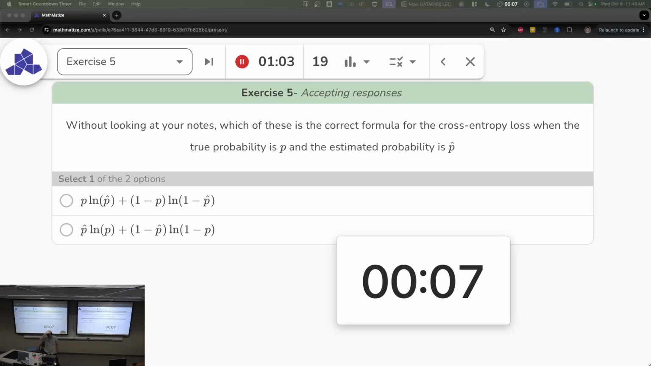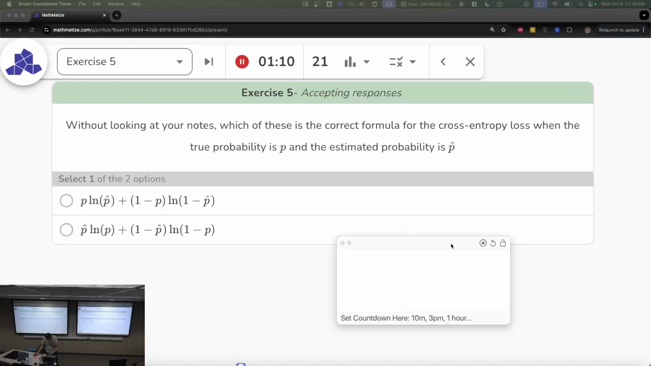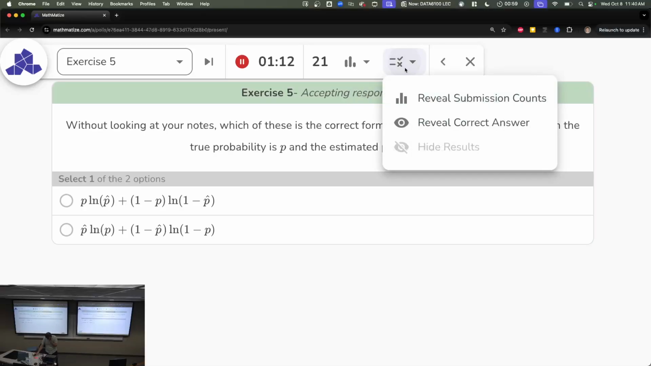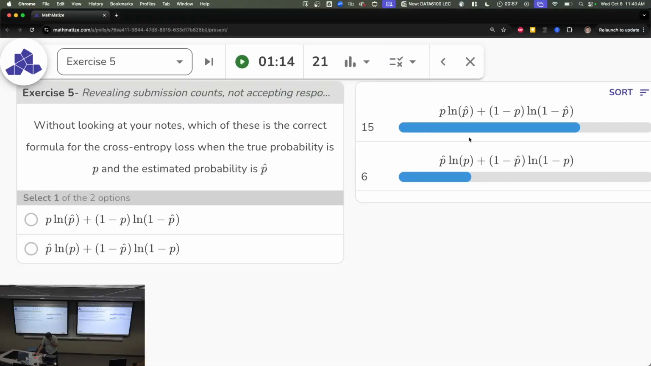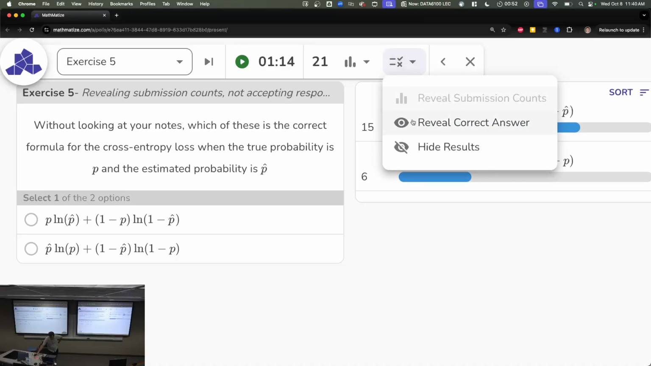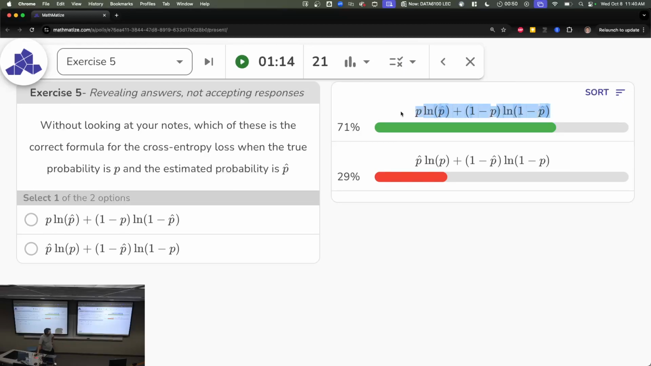Okay, let's see what we got this time. Drum roll. This time people are moving slowly into this category, and that is the correct answer. The way I remember this category is that P is the true probability. That could be 100% or 0%, and that would mean that your observations are always one thing or the other. But P hat should never be 100% or 0%.